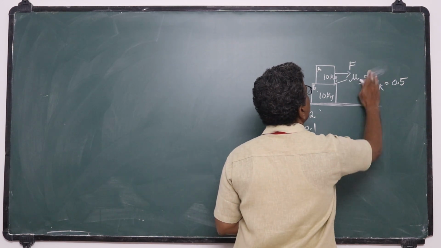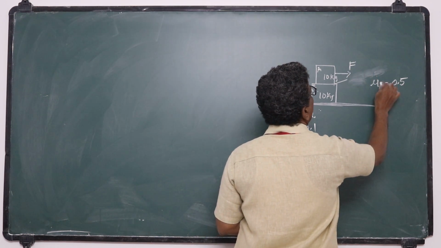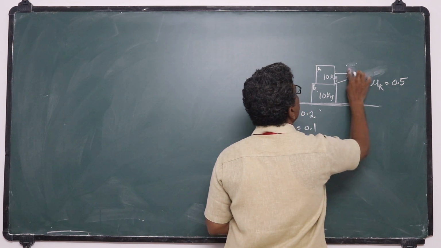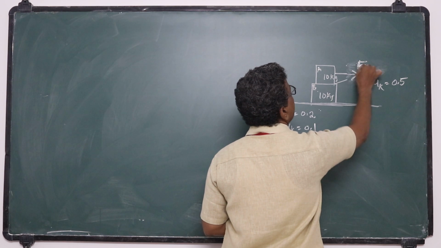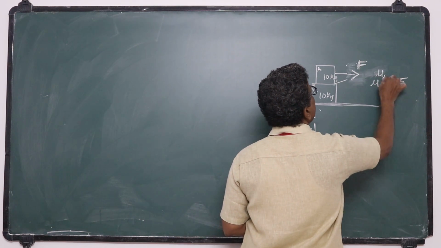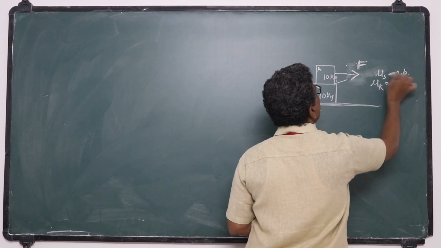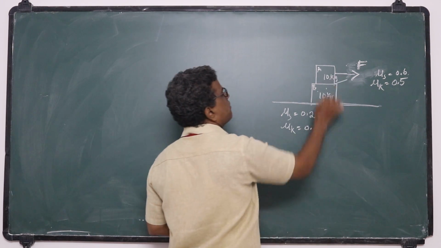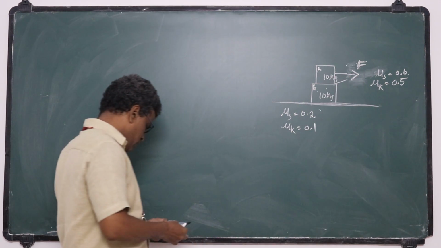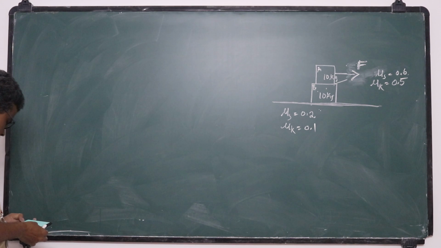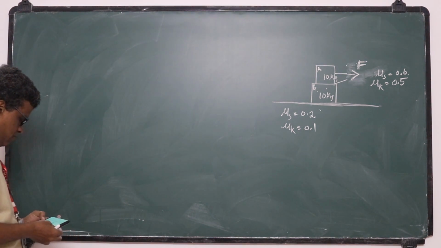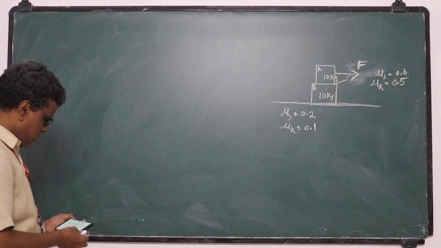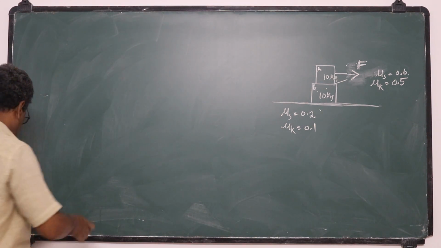This is the external force F. So mu s is 0.6 between these two surfaces. So external force. Now this block A is placed on block B, which rests on the horizontal ground.